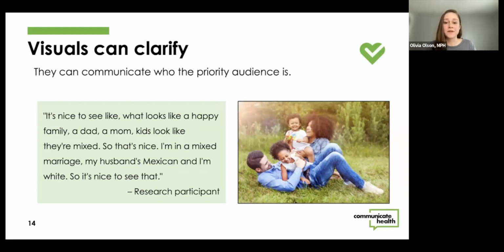This quote here also further highlights the importance of including diversity within your intended priority audience, which we'll talk a little bit more about later on.